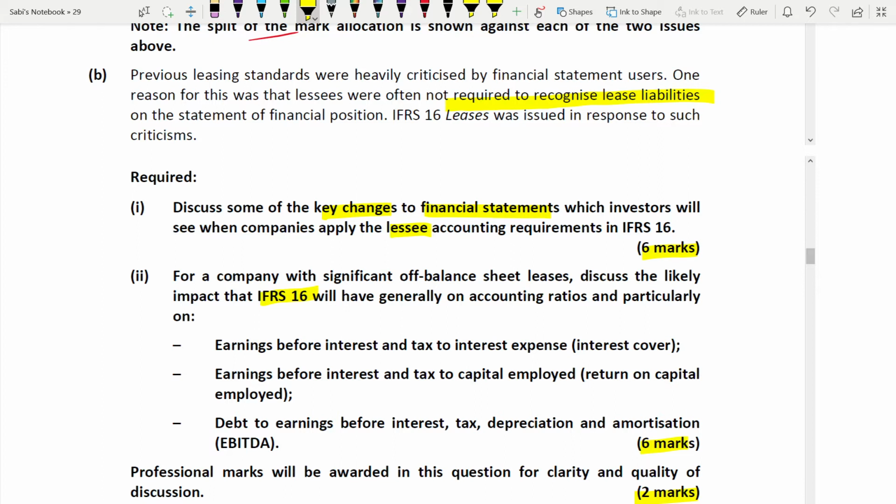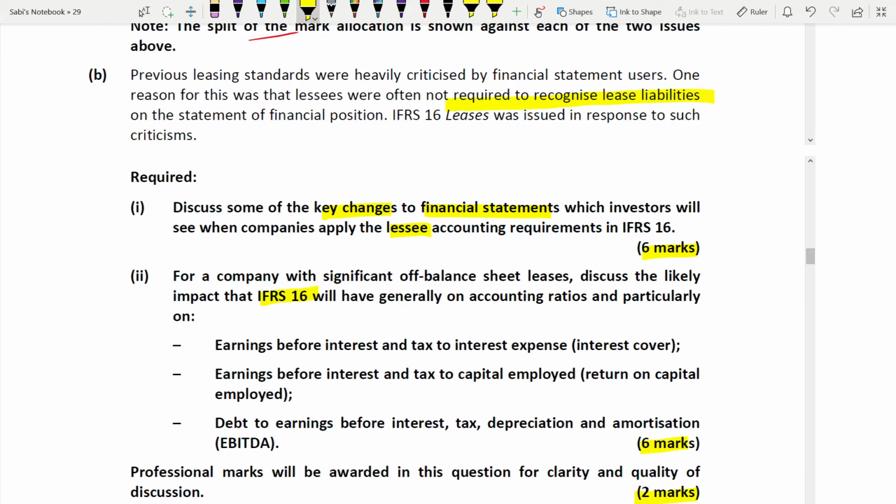And in lease, there are so many variations of questions that can come. You might be asked from the point of the lessor, from the point of the lessee, sale and lease back, right? Sale and lease back, that is not a revenue. Sale and lease back, that is a sale.